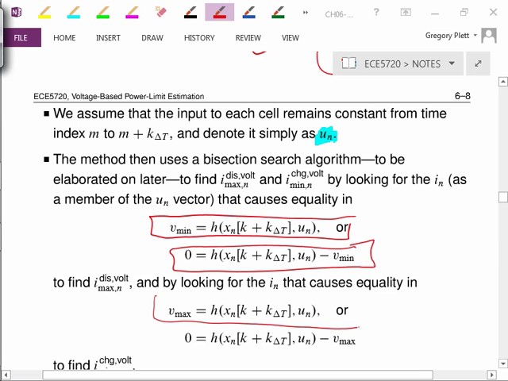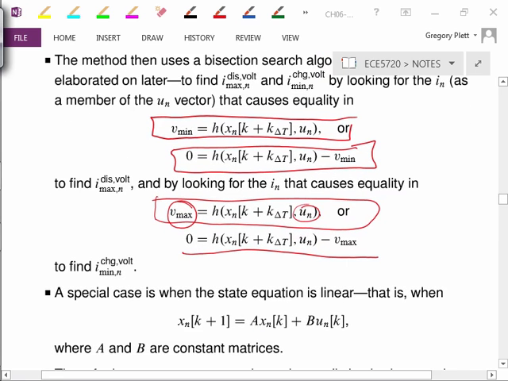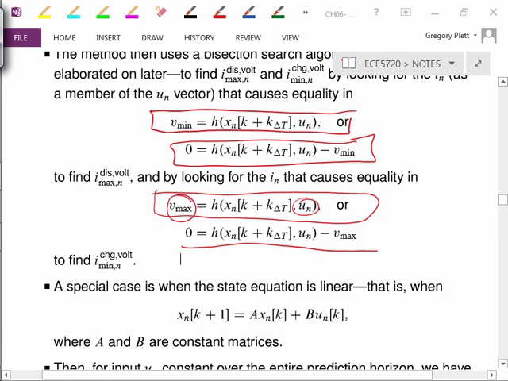When I'm looking at charge power, same idea. I'm looking for the constant value of u that, k delta t samples in the future, makes the voltage equal to Vmax, or rearranging to get this in terms of a 0: 0 equals the output equation minus Vmax. And that will give us the maximum discharge current to make a voltage limit for cell n, and the minimum charge current to get a certain voltage for cell n.